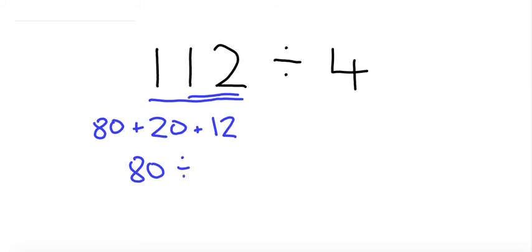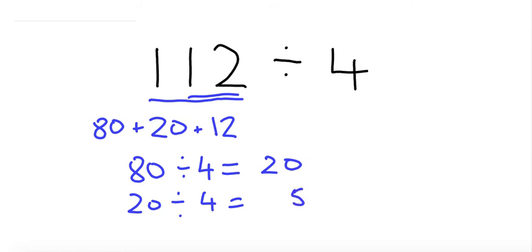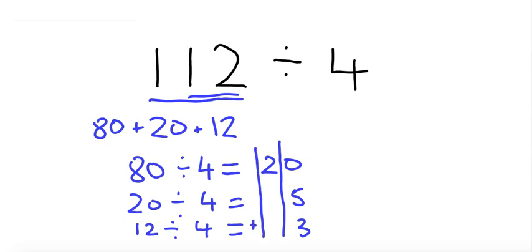Let's do 80 divided by 4, which will be 20. Let's do 20 divided by 4, which will be 5. And then 12 divided by 4, which will be 3. And notice how I'm lining up the place values ready for my addition. I can do this in my head, but it's just good practice. So 25 plus 3 is 28. And that's our answer.